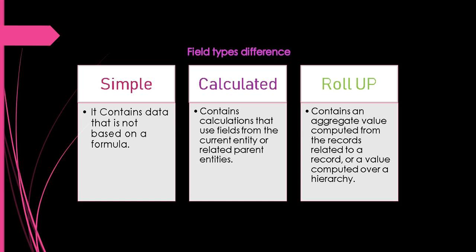I'll show you how I can use a calculated field. A rollup field type contains an aggregate value computed from the records related to a record, or a value computed over a hierarchy. So basically this is used for aggregated values.